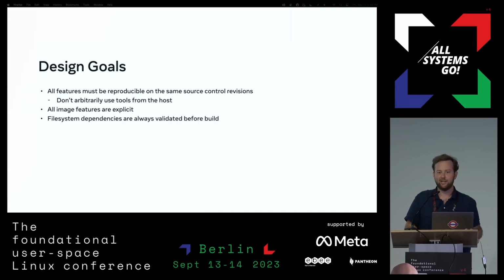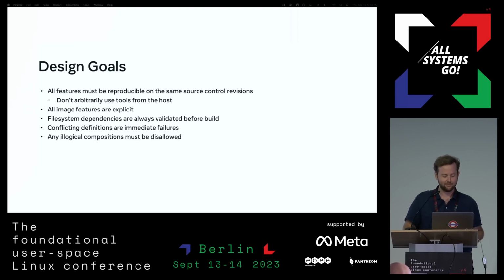Any kind of file system dependencies, we do our best to validate before we even try to build an image so that we get fast feedback if any kind of preconditions aren't satisfied. Conflicting definitions should also be fast failures. Like if you try to install 2 different binaries to the same path, that's probably not what you want. We shouldn't allow it. And any kind of illogical setup of an image should also be a fast error. Like if you tried to create a user account in a container that doesn't have /etc/passwd or anything but a single service binary.